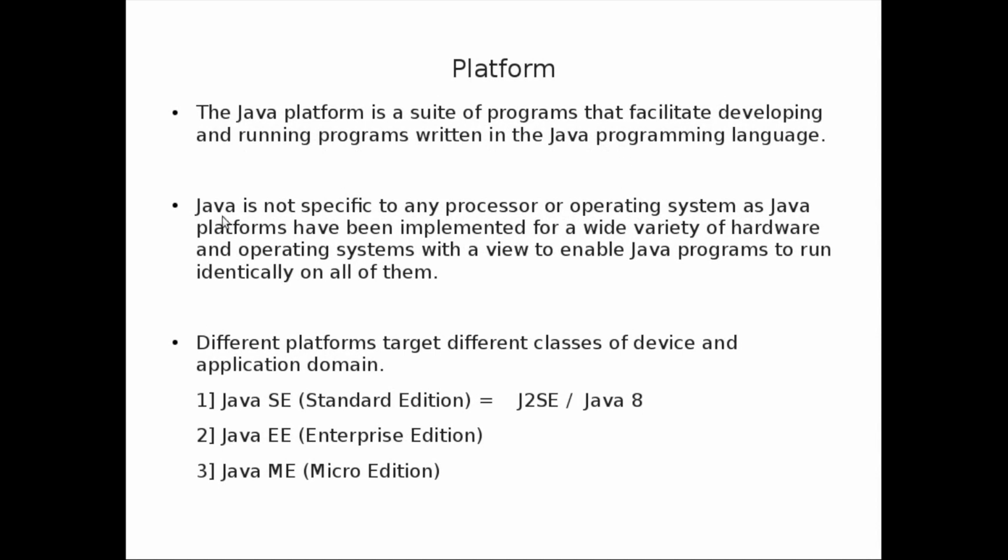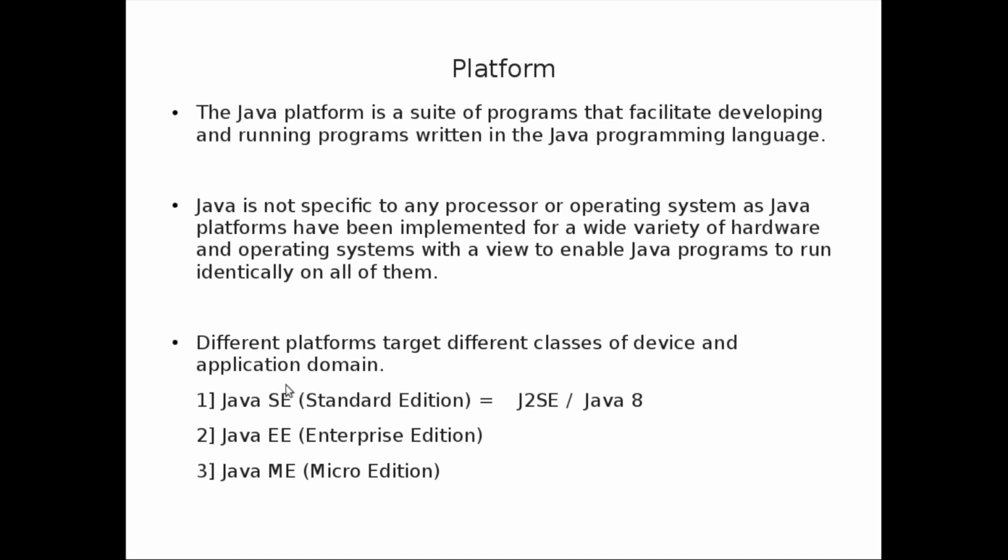Java is not specific to any processor or any operating system. As I mentioned previously, the Java platform has been implemented for a wide variety of hardware and operating systems with a view to enable Java programs to run identically on all of them. Even if the platform or the hardware changes, we still get an output which is identical in every case. Here we have different platforms targeted at different classes of devices and application domains.